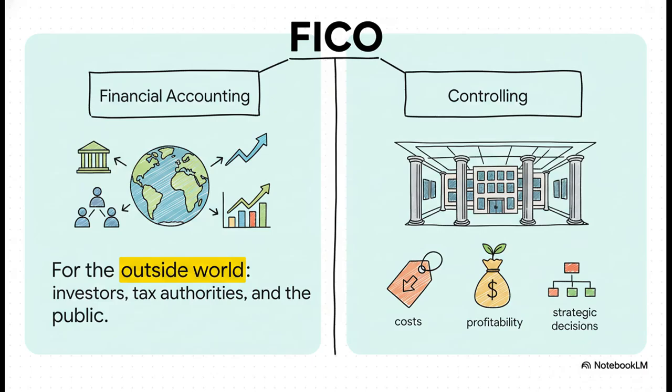The FI part, that stands for financial accounting. It handles all the reports that face the outside world. You know, the official legal stuff you have to show to investors, the tax office, and the public. Then you've got CO, which is for controlling. This is all for the internal team. It gives managers the inside scoop they need to track costs, see what's profitable, and just make smarter decisions for the business.